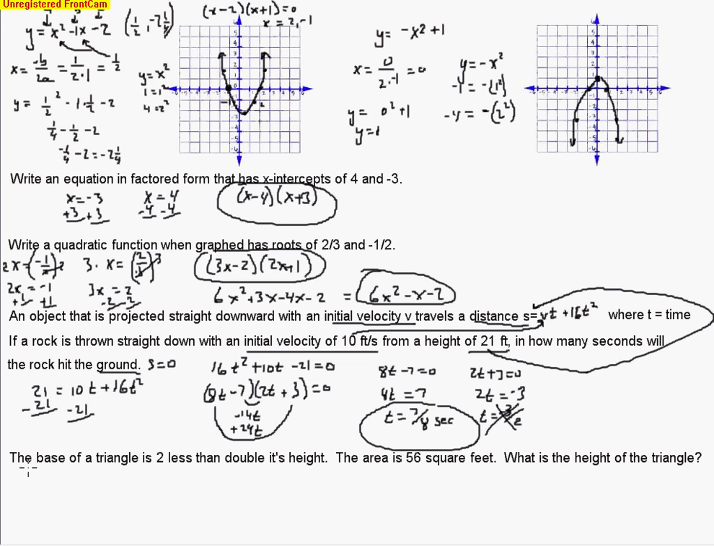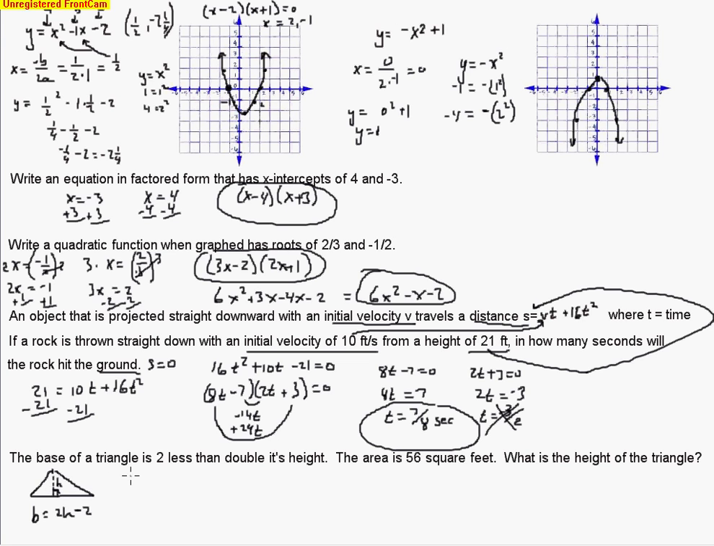Last one on this page, it says the base of a triangle is 2 less than double its height. The area is 56 square feet. What is the height of the triangle? Well, let's go ahead and draw a little formula, draw what's going on here. So the base, this is our base, equals 2 less than double its height. So taking 2 away from double the height. H is the height. Now this is the height of the triangle right here. So there's my right angle symbol, and this is H.